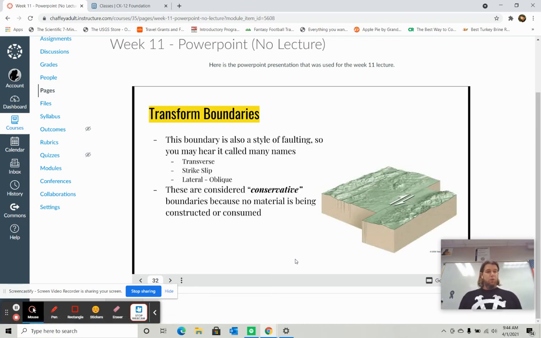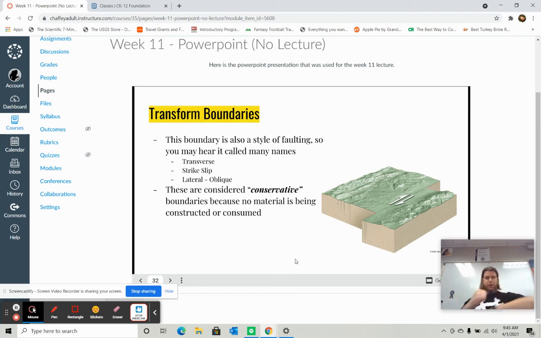So now with transform boundaries, our last one, this is a type of faulting where they sort of slip and slide past one another. So it can be called many names. It could be transverse, strike slip, or lateral and oblique. And they are called conservative plate boundaries because when we had a oceanic coming together, one of those plates was sort of destroyed as it went back into the earth and rose up. Same with the continental oceanic.